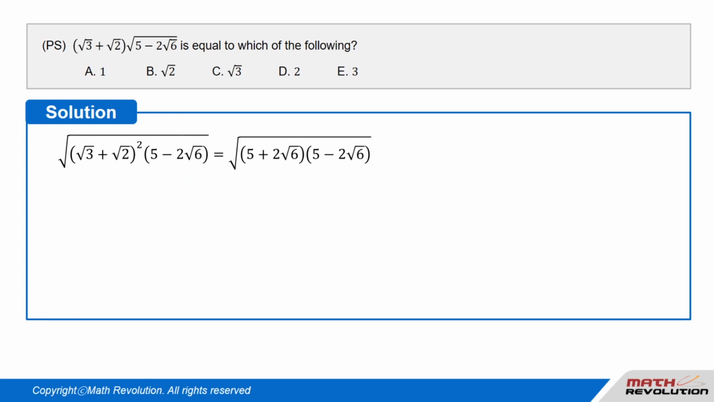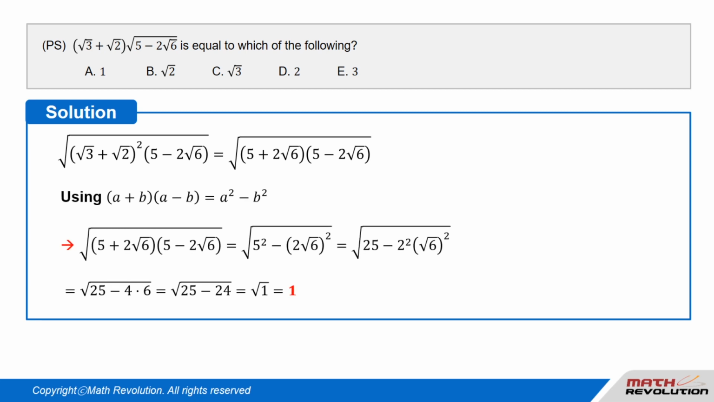Thus, √((√3 + √2)² × (5 − 2√6)) becomes √((5 + 2√6) × (5 − 2√6)).